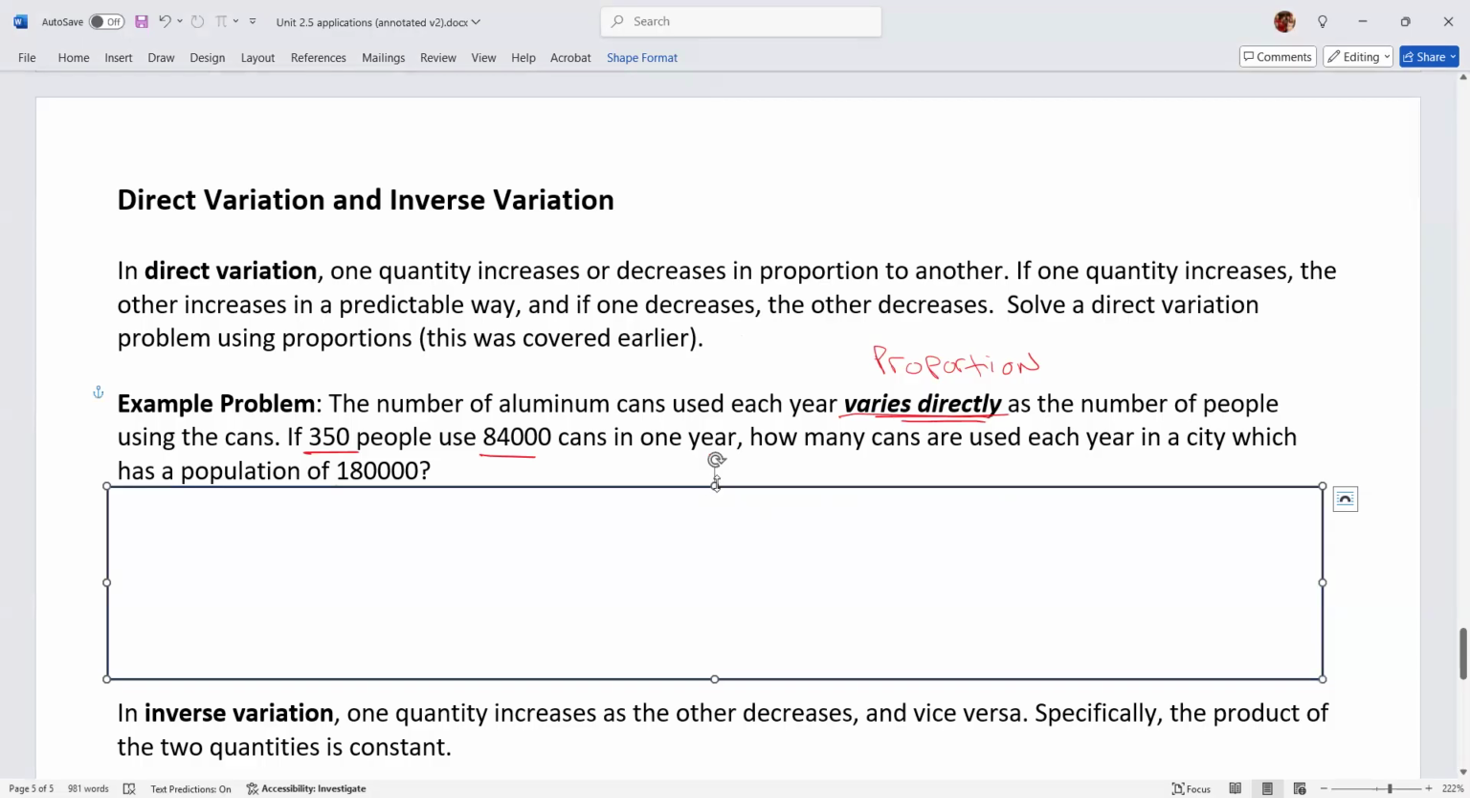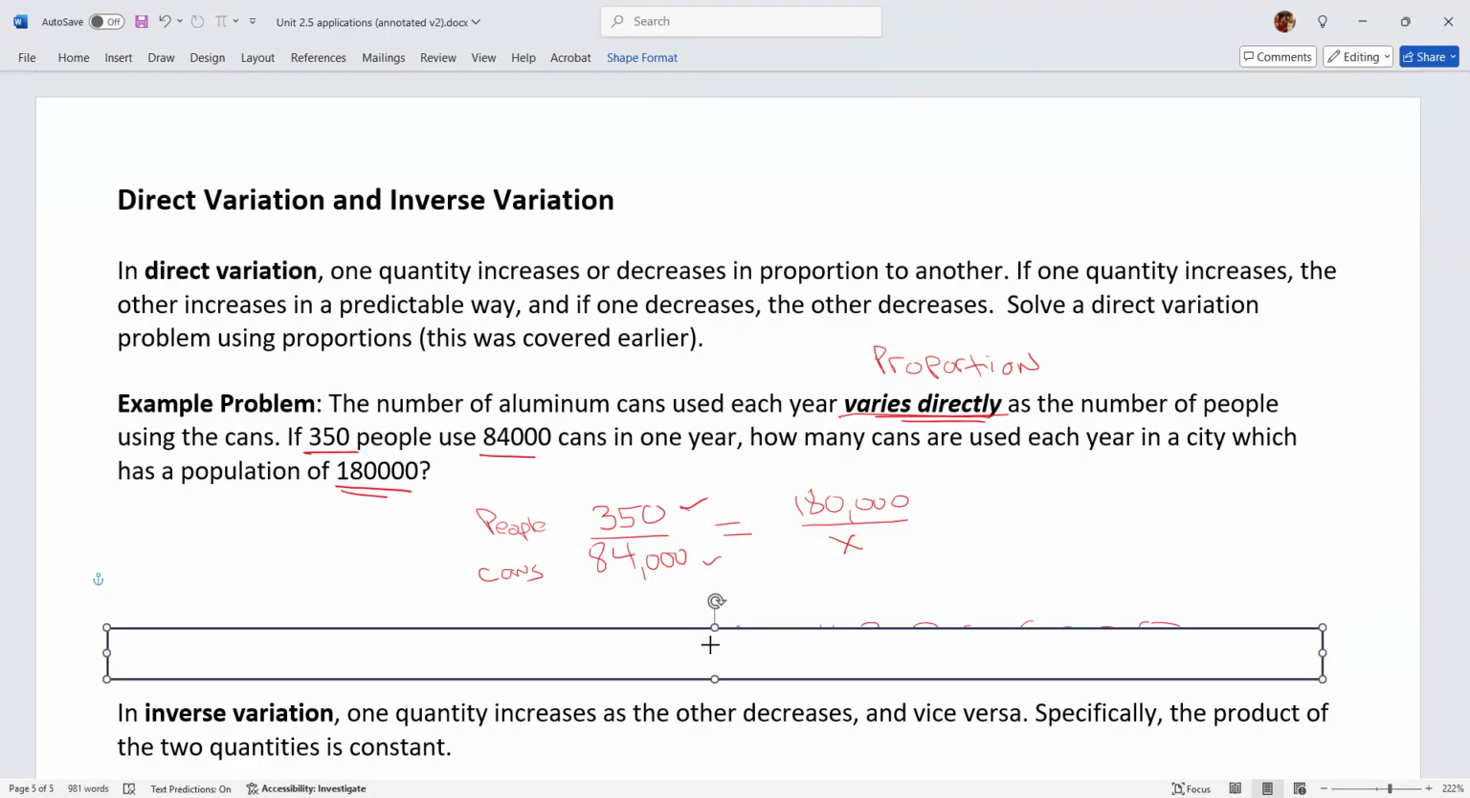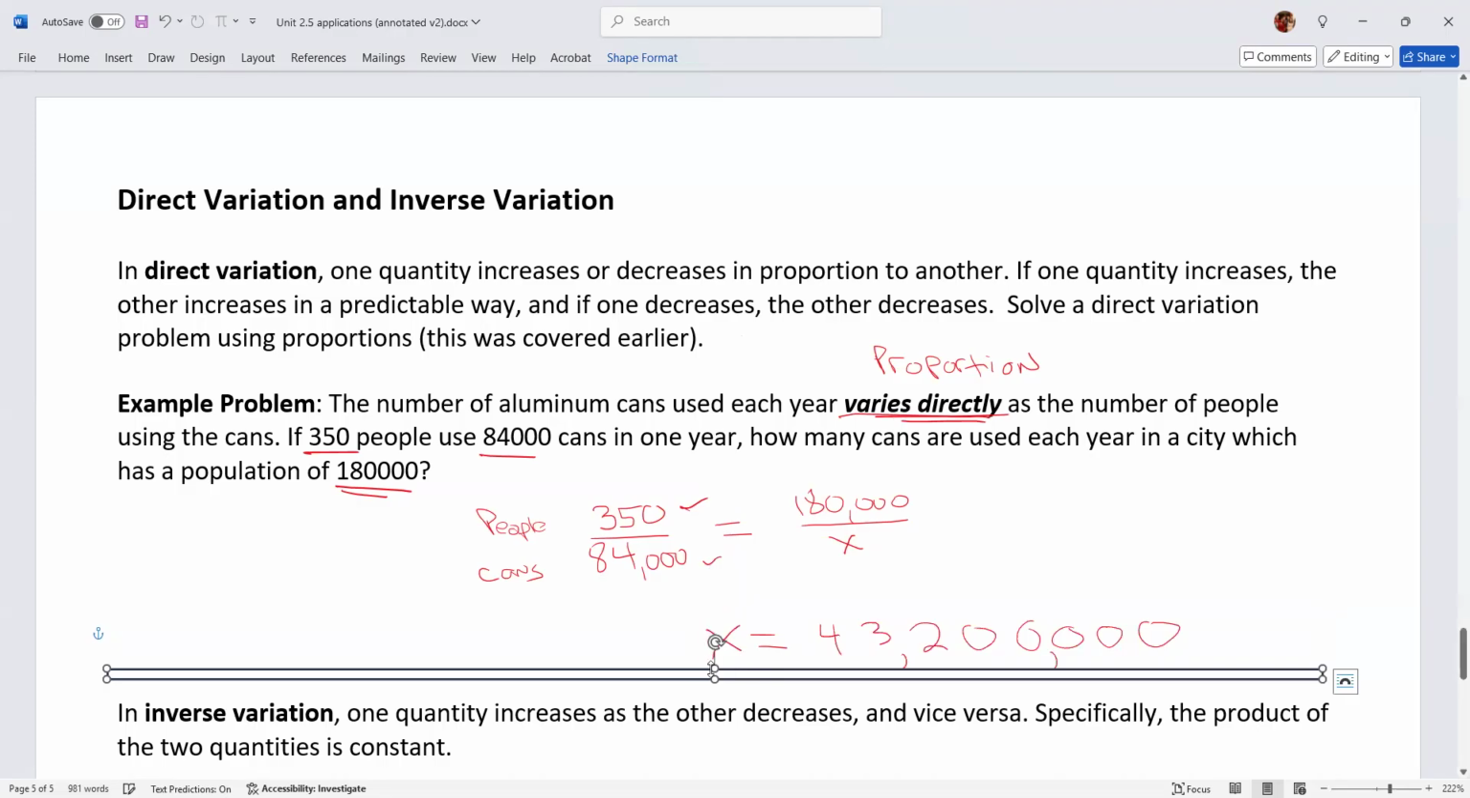For example, in this problem, you can read it and see the relationship between 350 people and 84,000 cans in 1 year. So set up a proportion to figure out how many cans are used with 180,000 people. We've done this, so I'll just reveal it. The two known things you relate together, 350 and 84,000. 180,000 is people, so it's got to be on top, X on the bottom. When you solve it, you get X is equal to 43,200,000. Okay, so direct variation, no real change, just recognize it.